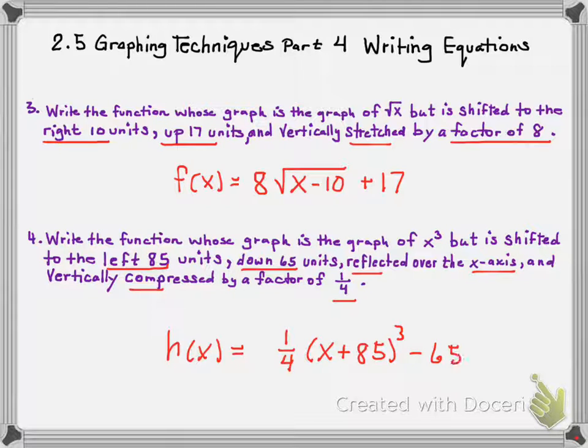Now there's one last thing here. Remember that reflection? We've got that reflection over the x-axis. So that just means you're going to put a negative way out front. Put that negative right on that 1/4 right there. So there's your reflection over the x-axis. All right, so I hope that helps you out a little bit, and good luck with your homework.